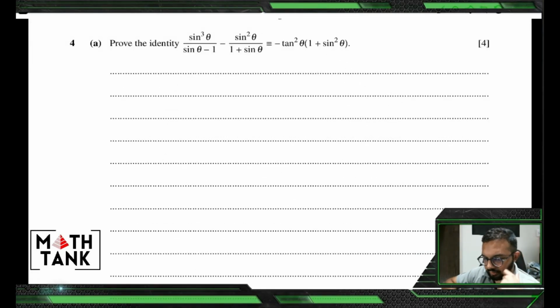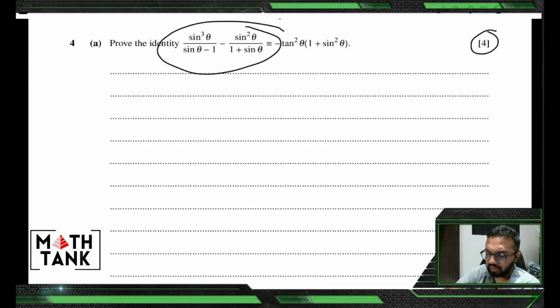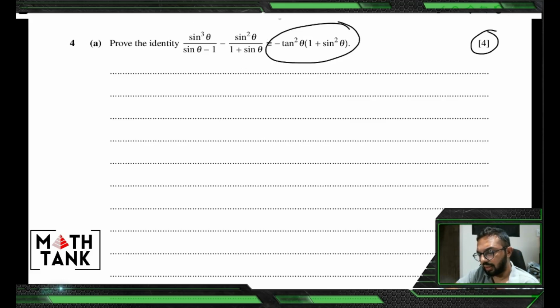Okay, this next question is a trigonometric identity. Let's try to do that. This looks like a challenging question because it's for 4 marks. Typically, I would start with the right hand side, where the identity is tan square theta, and apply it there. But this looks like a very complicated side, and I'll find it very difficult to break out the fractions from there.